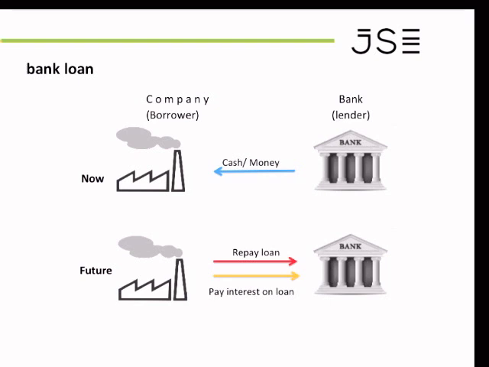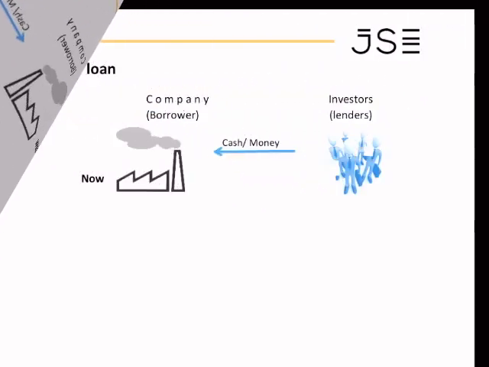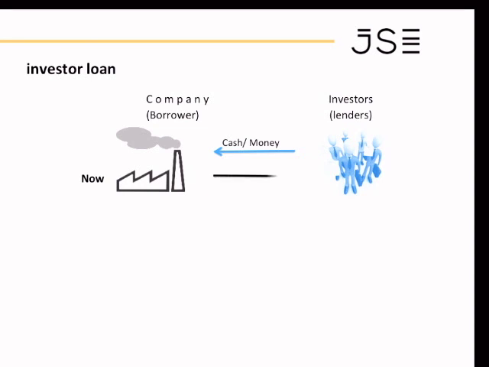A bank is not the only source of loans for a company. A company can also go to investors to get loans. So if we look at this example, if a company needs money now, they can go to investors to lend them money. And investors give them cash. And in return, the companies give the investors securities. Okay, so a security, you can think of it as a catch-all phrase for financial markets instruments.